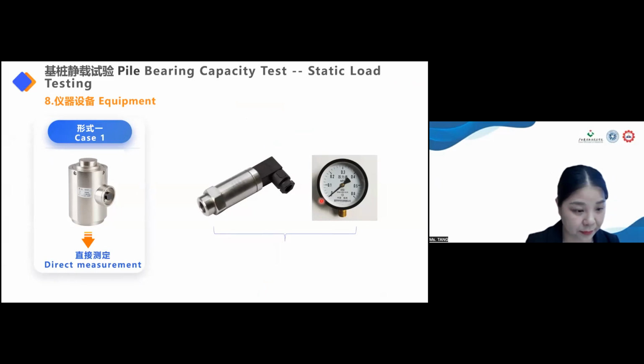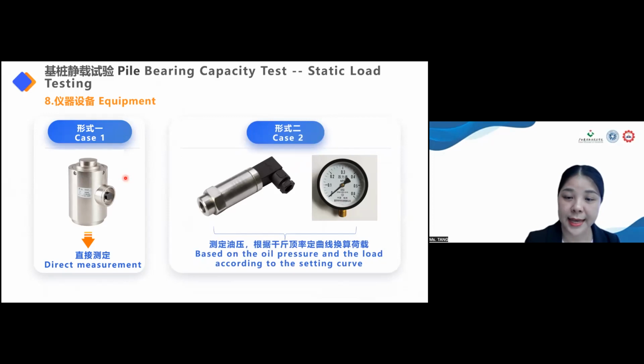Case 1. Direct measurement. The load measuring device can be measured directly by a load sensor placed on the jack, as shown on the left. Case 2. Based on the oil pressure and the load according to the calibration curve.